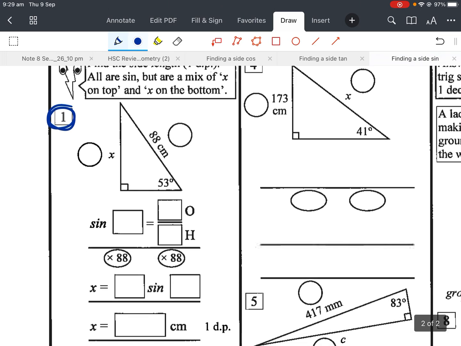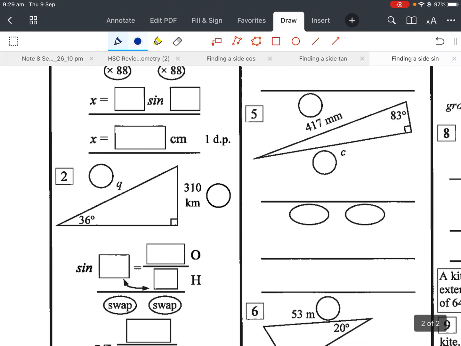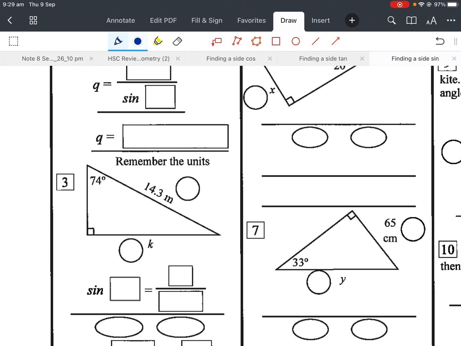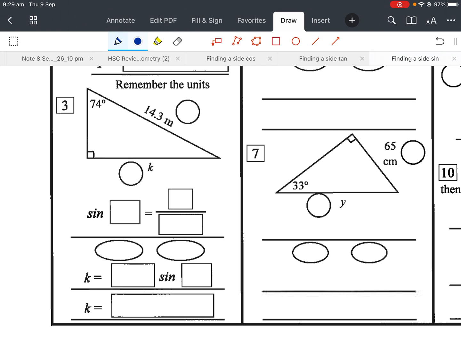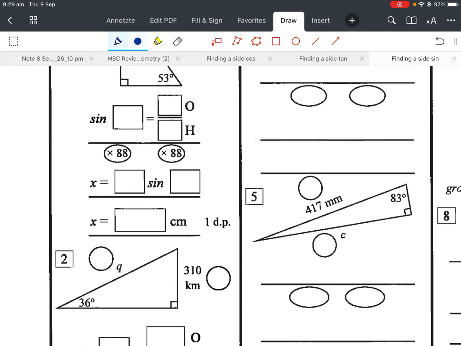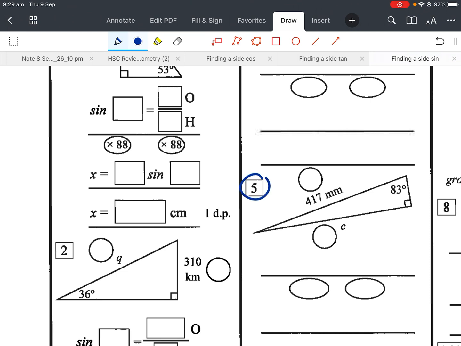I'm going to have a go at question number, not 2. I'm going to have a go at question number, no, 3's got a bit of working out there for you too, and scaffolding. So 3 is the same as the one we just did as well. Let's try one over here. All right, let's try 5.